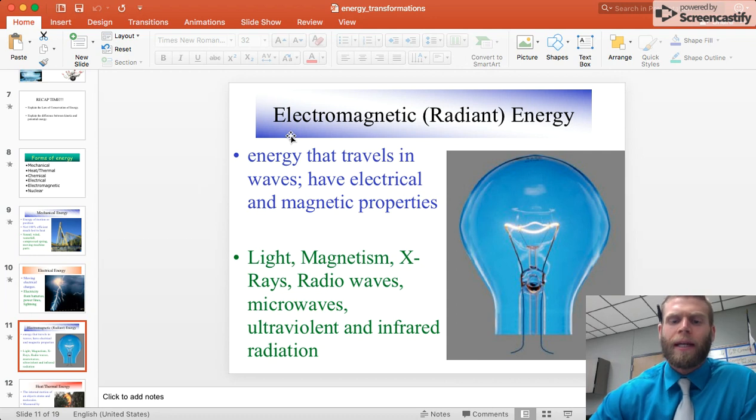So electromagnetic or radiant light energy is energy that travels in waves. It has electrical and magnetic properties. So light travels in waves. Magnetism, X-rays, radio waves, microwaves, ultraviolet or UV, and infrared radiation. All of those things travel in waves, so they're going to be electromagnetic or radiant energy.